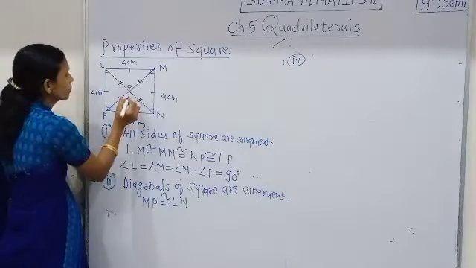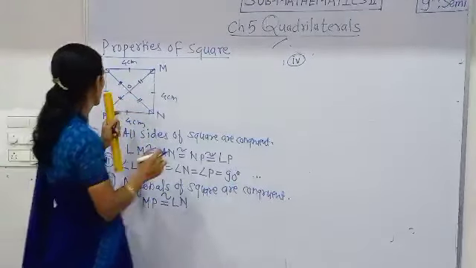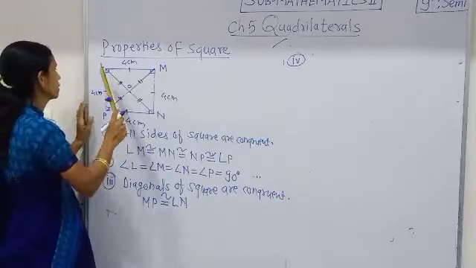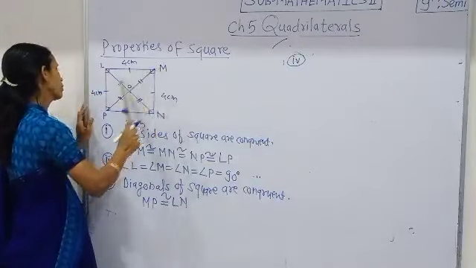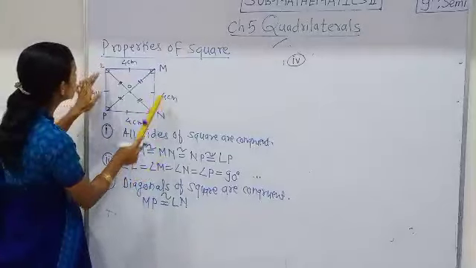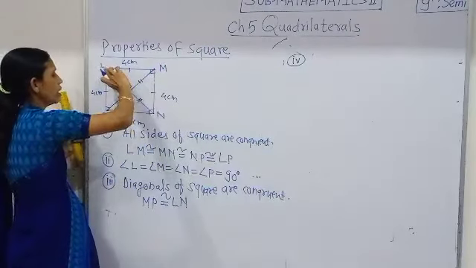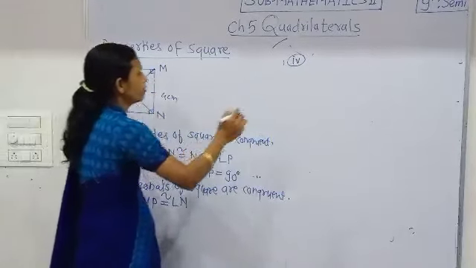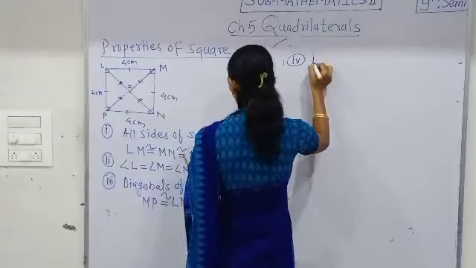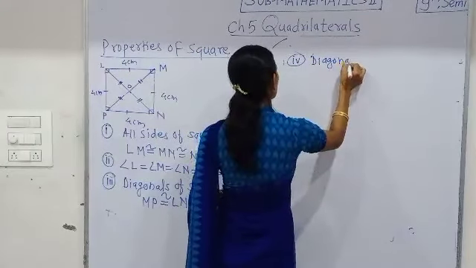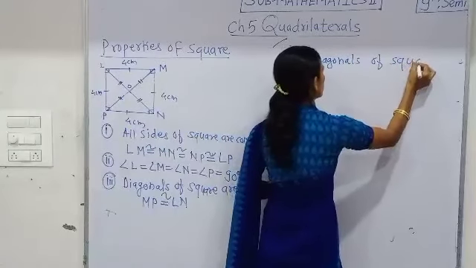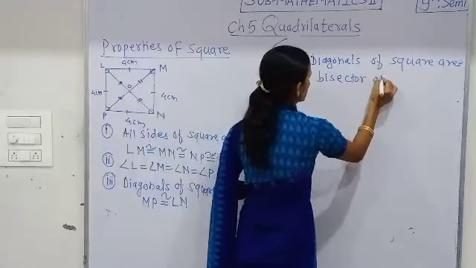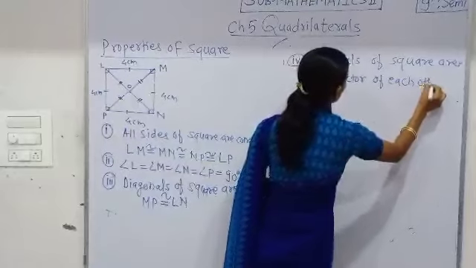As the lengths of OL and ON are the same, therefore diagonal MP is a bisector of LN, as well as diagonal LN is a bisector of MP. And as the diagonals are also congruent, therefore OL is congruent to OM, congruent to ON, congruent to OP. That means the diagonals of a square are bisectors of each other.